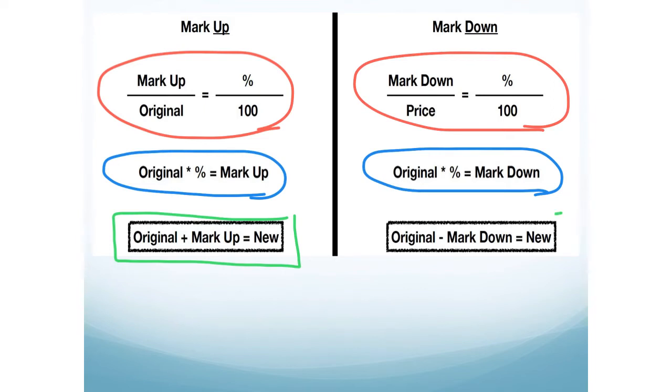Now we come to the difference, because once we find the markdown, we will subtract it from the original to get the sale price. So keep these nearby as we start working through these questions. We're going to begin on page 170 in your textbook with questions 4, 5, and 6.